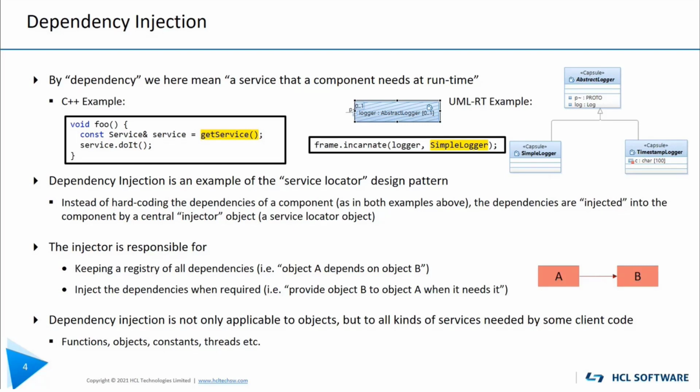And when you read about dependency injection, you may get the impression that it is only applicable to objects, but it actually applies to all kinds of services needed by some client code. So you saw an example of a function here. It can be objects, it can be constants, threads. It can basically be anything that a component needs at runtime.